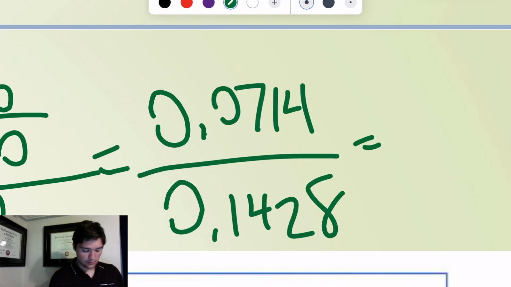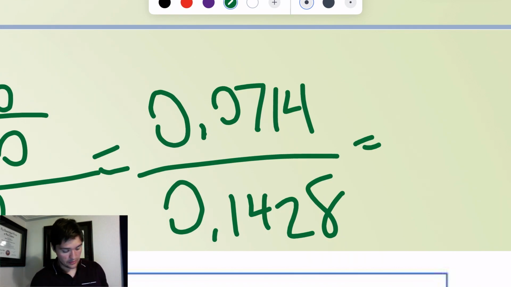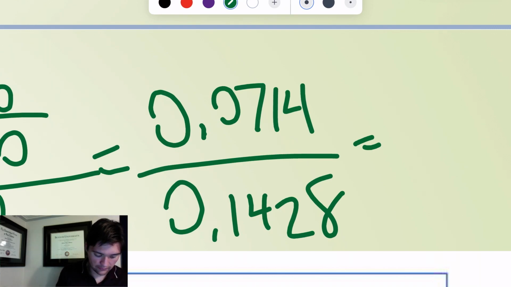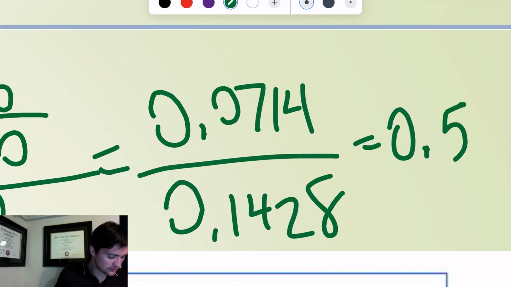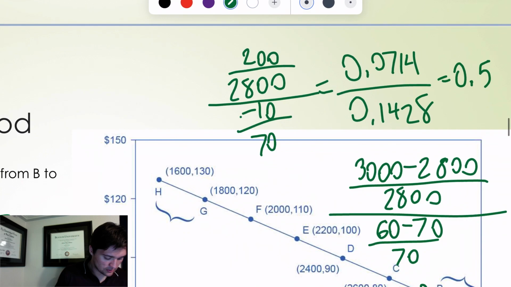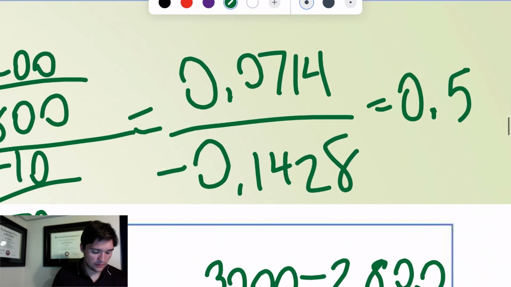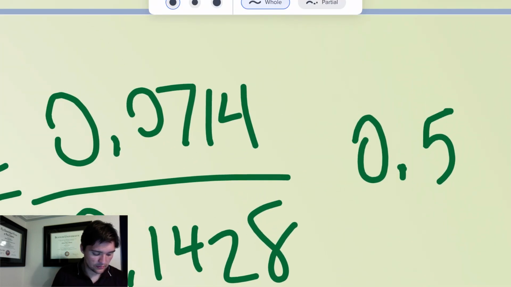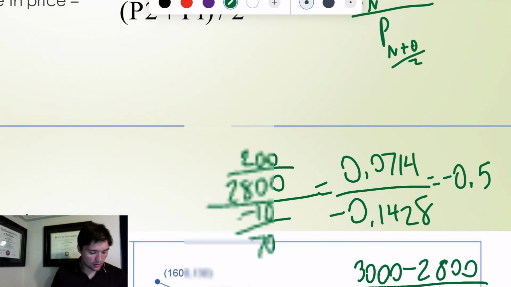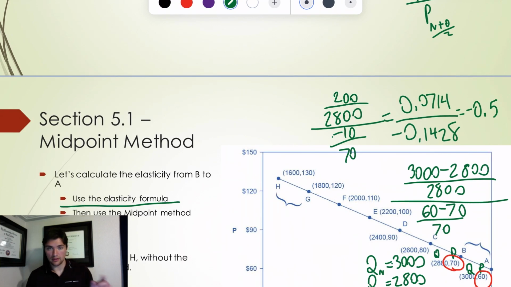So I'll take 0.0714 divided by 0.1428, and that should be 0.5. Now, is that positive or negative? It should be negative, right? Because we got negative 10 divided by 70. So it should be negative here. So negative 0.5. If you are confused, please rewind a little bit and rewatch it. All it is is going top down. You should get negative 0.5.